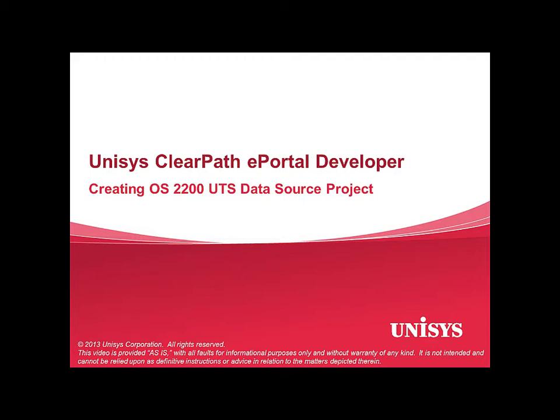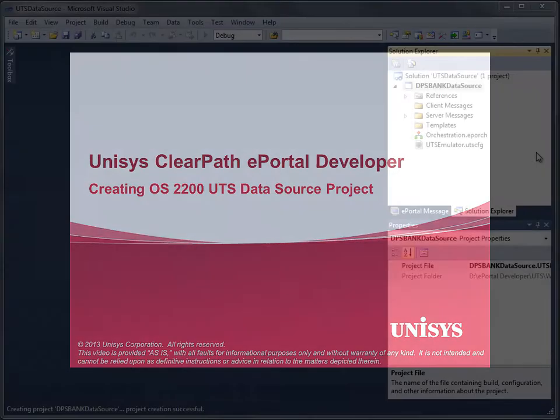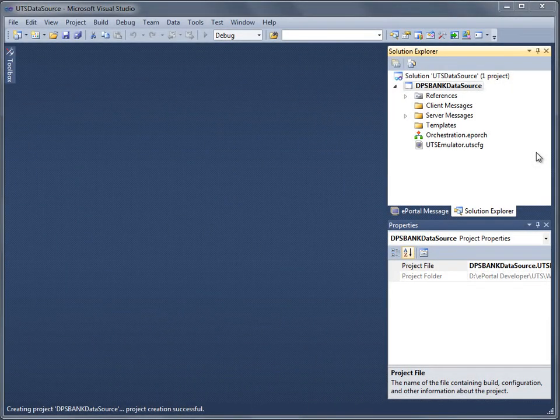The OS2200 UTS application used in this demonstration is a DPS bank application that implements some simple banking operations such as accessing account balance and transferring funds between accounts. Let's get started. For this demonstration, a UTS Data Source project is already created with the project name DPS Bank Data Source and the solution name UTS Data Source.